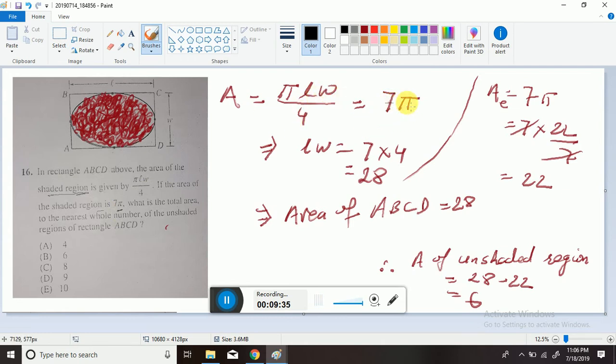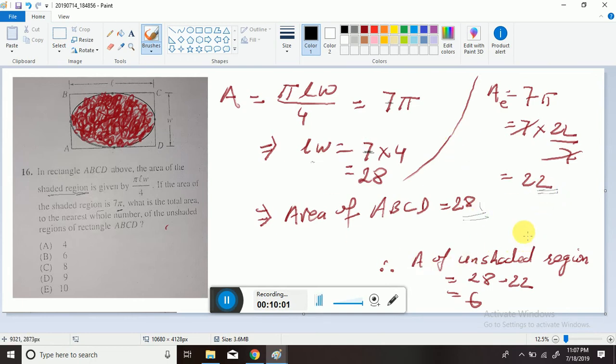So what happens? Pi cancels. LW equals 7 into 4, and 7 fours are 28. L into W is the area of the rectangle, so the area of rectangle ABCD is 28. Be very careful. Now the area of this ellipse is how much? 7 pi, that is 7 into 22 by 7, so the area of the ellipse is 22.